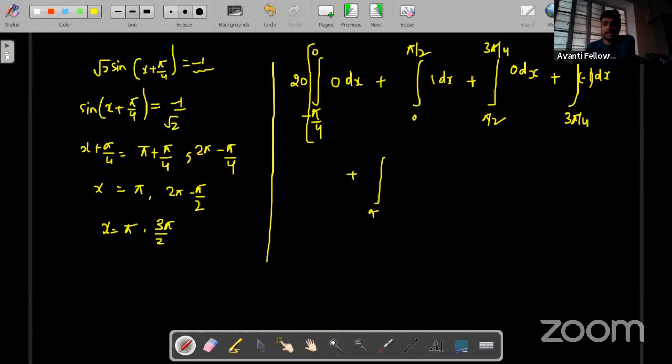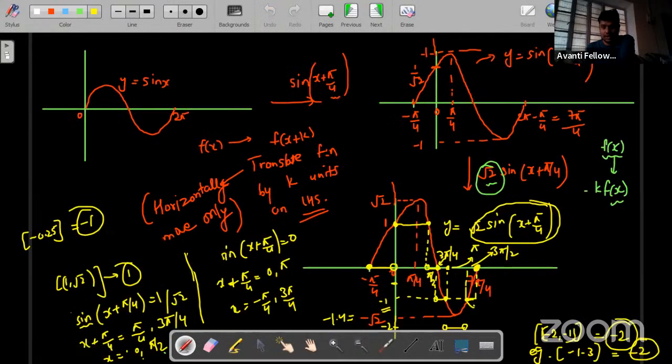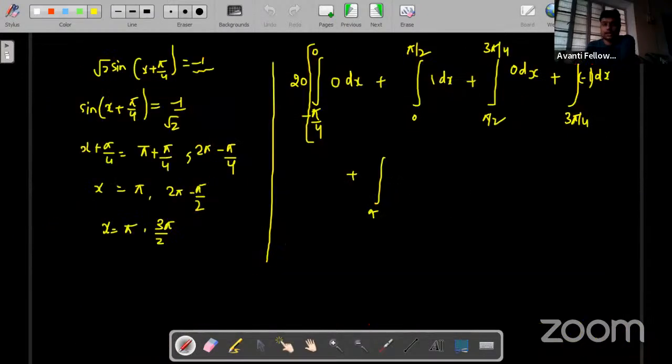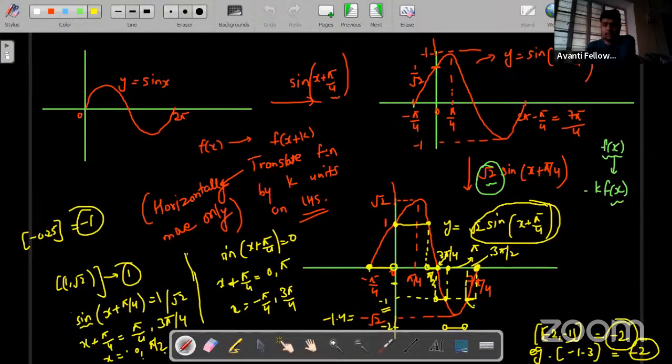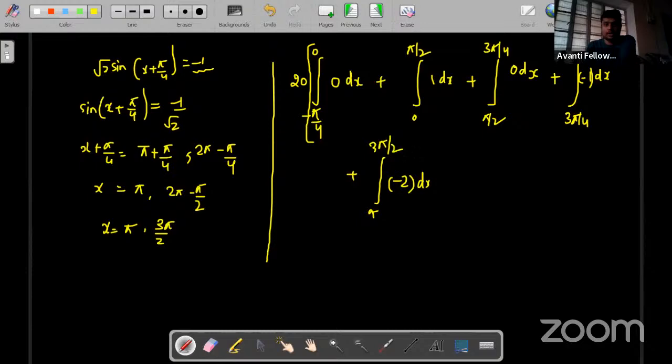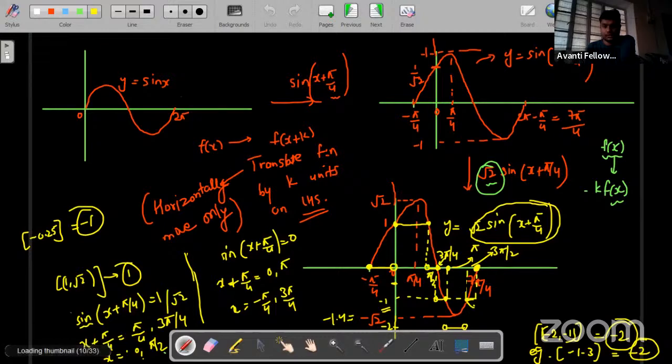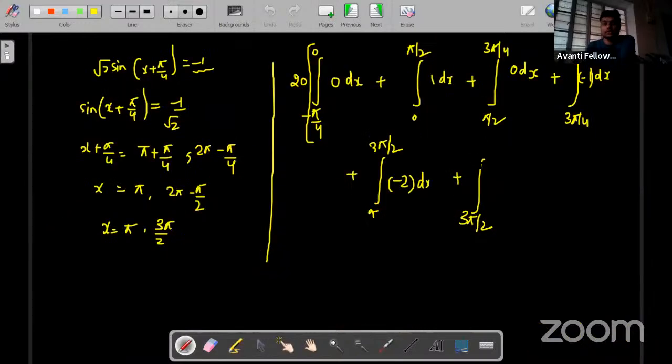Now we'll start from pi. Check from pi to which value this interval goes. From pi to 3 pi by 2. What is the value of GIF? Minus 2. So we'll be writing minus 2 dx over the interval pi to 3 pi by 2. And lastly, from 3 pi by 2 to this 7 pi by 4, what are we getting? Minus 1. So from 3 pi by 2 to 7 pi by 4, minus 1 dx.